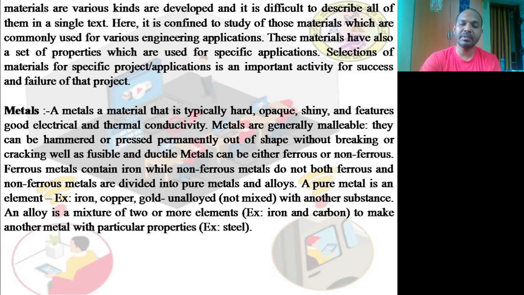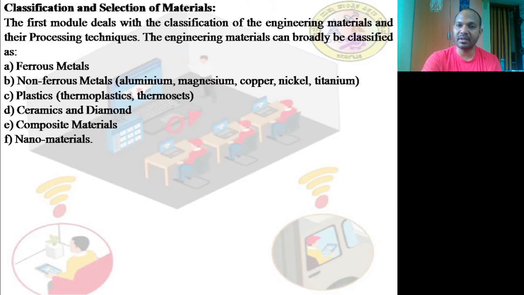Whereas an alloy is a mixture of two or more elements. For example, I mix iron and carbon to make another material of particular importance, such as steel. We mix variable compositions of carbon in order to get different grades of steel, that is low carbon steel, medium carbon steel, and high carbon steel. We also have one of the most popular steels, that is stainless steel. Is it clear how we classify these materials?